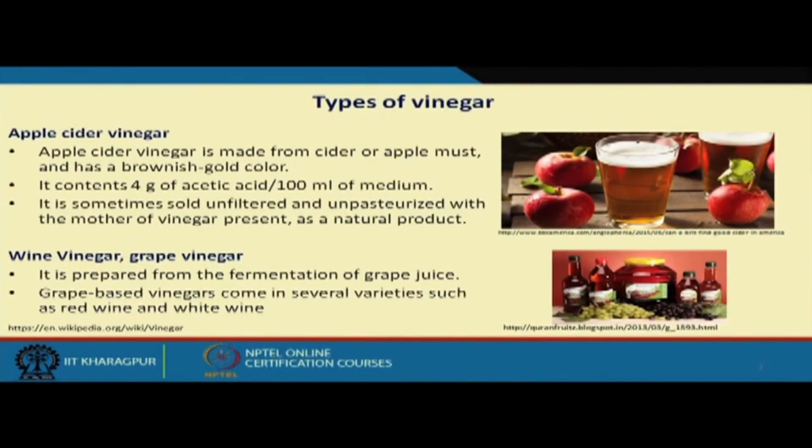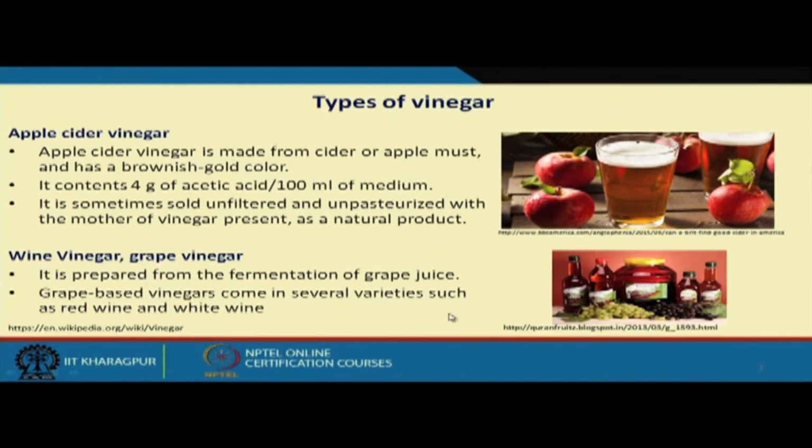Now, typical types of vinegar: we have apple cider vinegar. Apple cider vinegar is made from cider or apple must and has a brownish gold color. You can see how the apple cider vinegar looks, and it contains 4 grams of acetic acid per 100 milliliters. It is sometimes sold unfiltered, unpasteurized, with the mother of vinegar present as a natural product. So this is how it looks.